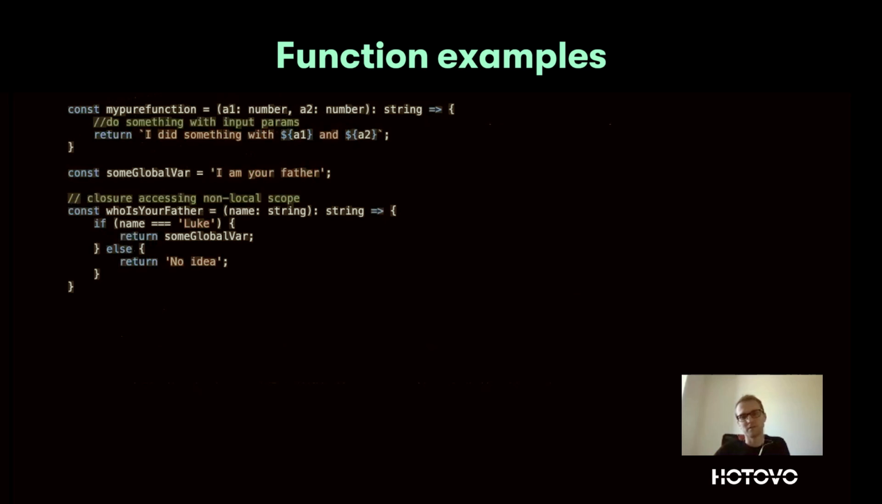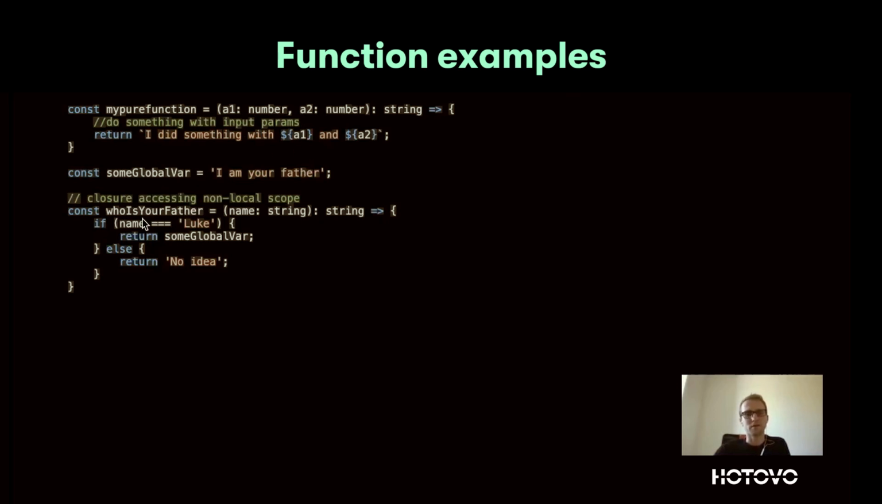All right, so let's get to the examples. I'm using TypeScript code here, and this is a pure function. This is an arrow syntax of defining functions. This one's pure because I'm accepting two parameters, a1 and a2, and I'm returning a string, which is just a string using those parameters. So this function is really pure. It doesn't have access to anything outside of this function.